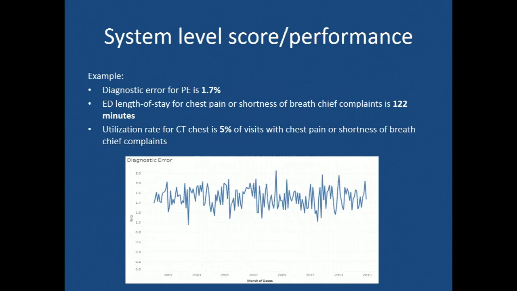And then this also applies at the system level. So we would get some type of overall diagnostic error rate for a particular diagnosis, like for PE, it would be 1.7%. But then you're also going to have your other performance metrics associated with that, and then your utilization rate for CT in general. And then you would put that out over time, so you have all of your time series, and you can see how you're changing from an organizational standpoint.